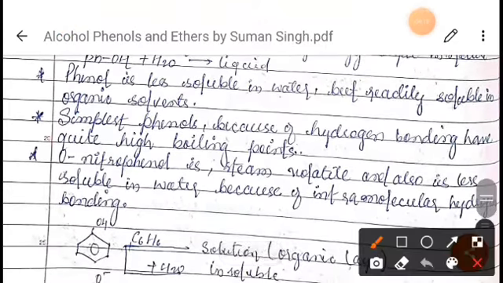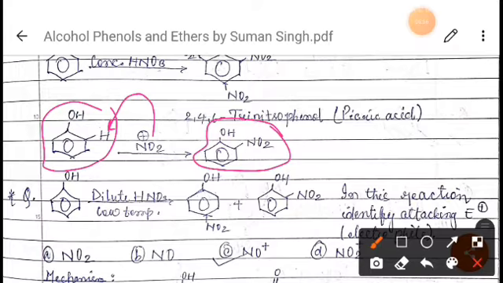So next, the very important thing which you have to see here is that, as you can see in this case, in the place of H, NO2 will go and attack this H, okay, and you will get this, right?